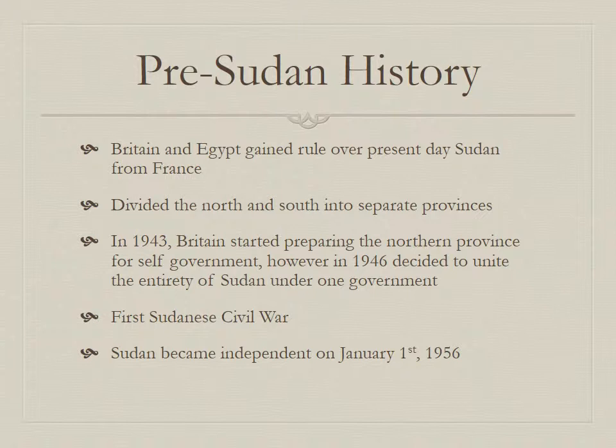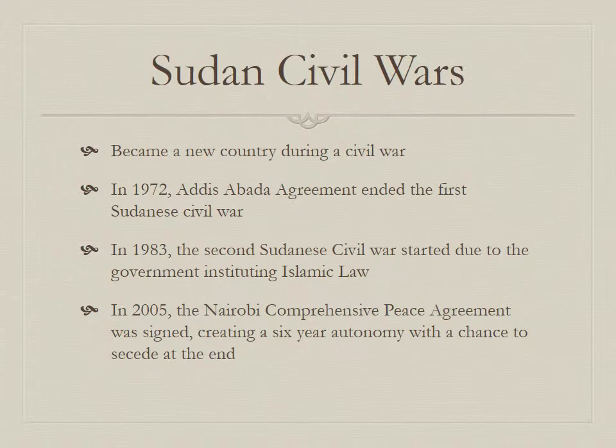The first civil war began in 1955 before Sudan was even fully independent. Sudan became officially independent January 1st, 1956. Sudan was in the midst of a civil war when it declared its independence. This war lasted until 1972 when the Addis Ababa Agreement was written.